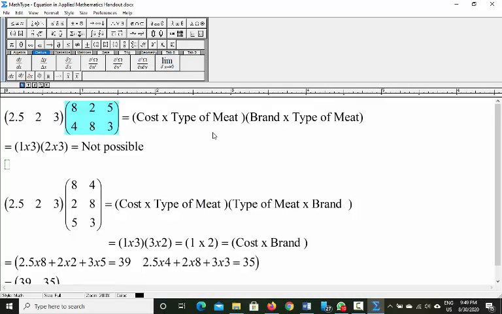So if you transpose the column, what will we have? Type of meat will become this one. This is the row, and this one is representing the column. So if you transpose this matrix, that means brand will become the column and type of meat will become the row.